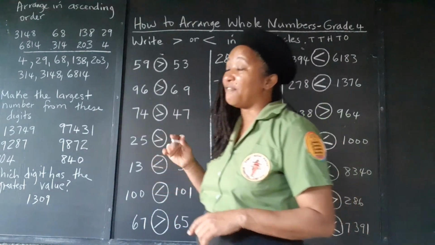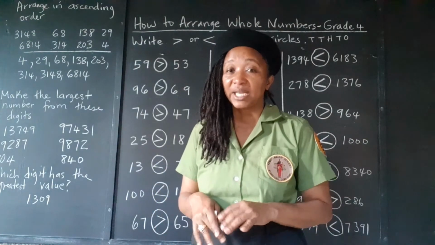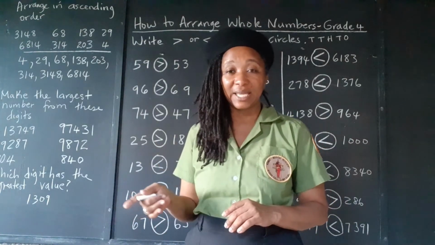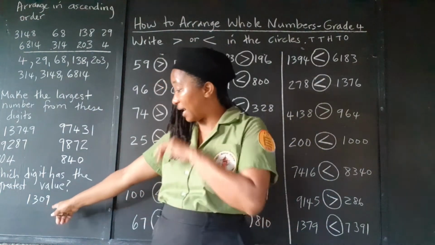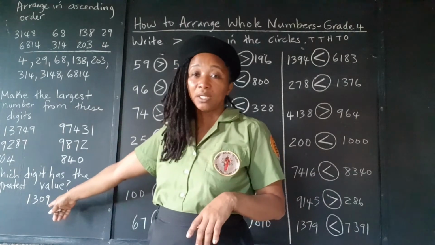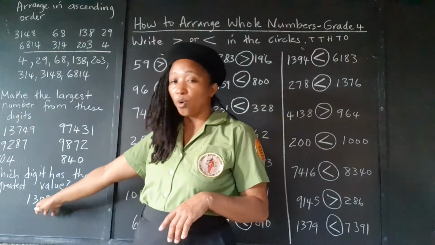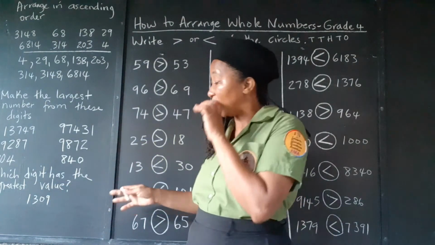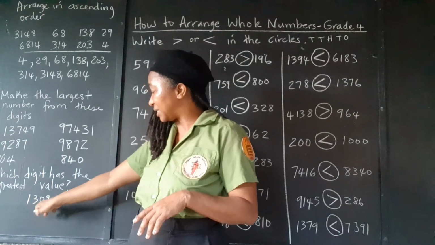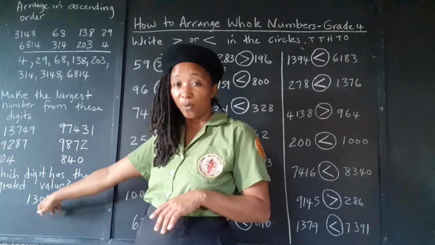But the actual value of the digit depends on the place that it's in. So here the 9 actually has the smallest value. The 0 is just there to hold the tens place, right? So they're saying there's no tens. But in terms of the value of the digits, the 9, this is 9 ones.